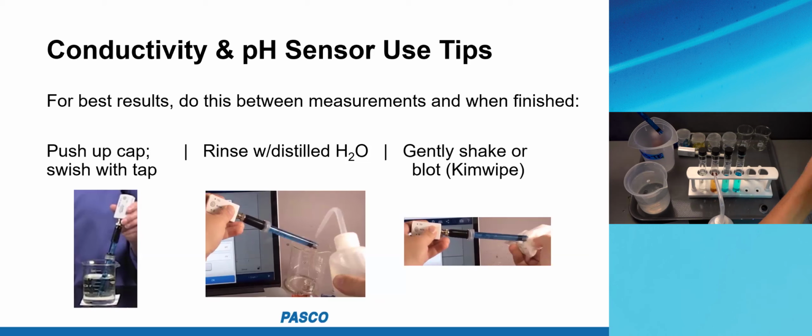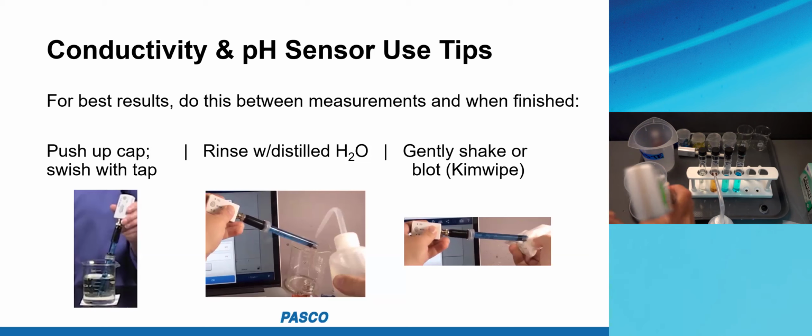And either shake dry or pat dry with a lint-free, scratch-free wipe. You don't want to damage the glass electrode. Now, why did I do this extra step here? That's because the sensor has these fingers. It's kind of hard to see there, but there are these fingers where it might be really easy to trap solution.